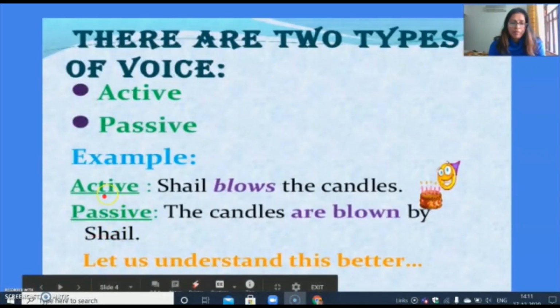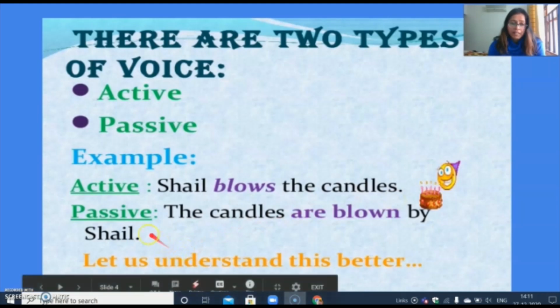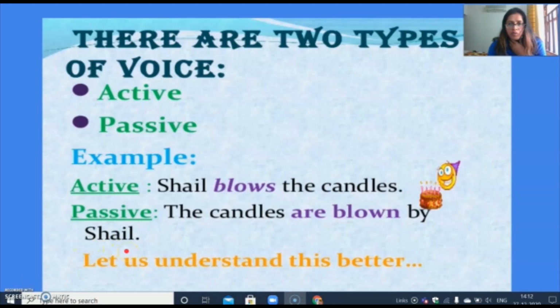Passive. So I'm reading out the sentence of active voice. Shade blows the candles. In this sentence, shade is the subject, blows is the verb, and candles stand for the object of the sentence. But in the second sentence, the candles are blown by shade. I'm not going into detail to explain the difference right now because I'm going to explain the difference between active and passive further.